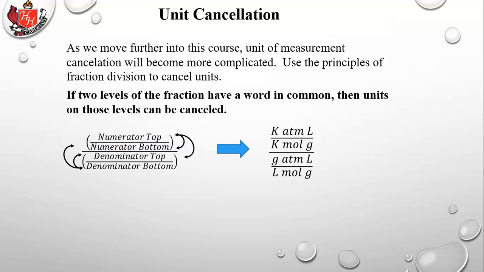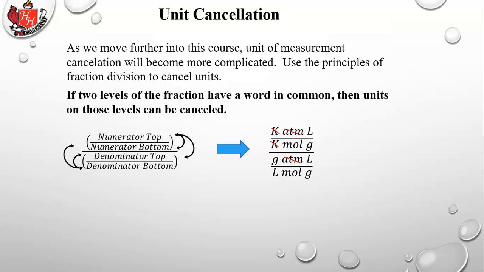So we've done this before. We did this in class, so we're going to just practice canceling units here. Be sure you understand when you can cancel and when you can't. So we'll start canceling this. Kelvin is in the numerator top and the numerator bottom. They both have the word numerator in common, so you can cancel those.